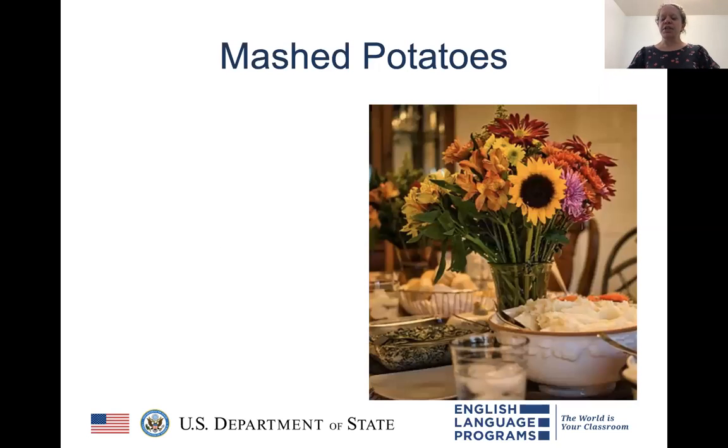So I want to start today by talking about mashed potatoes. Thanksgiving is coming soon in the United States, and one of the traditional foods that we often have is mashed potatoes. You can see a bowl of mashed potatoes here on the table. So let's start by learning some vocabulary we need to know to be able to learn about mashed potatoes.